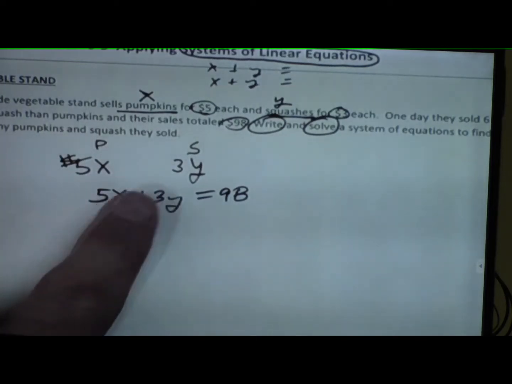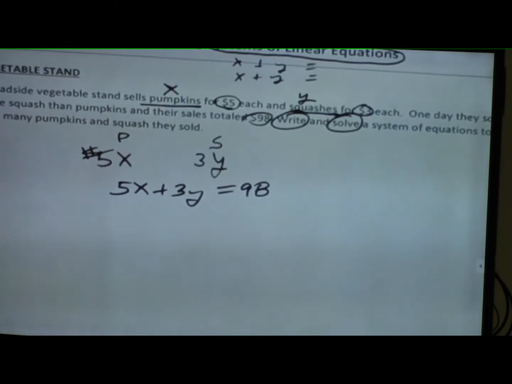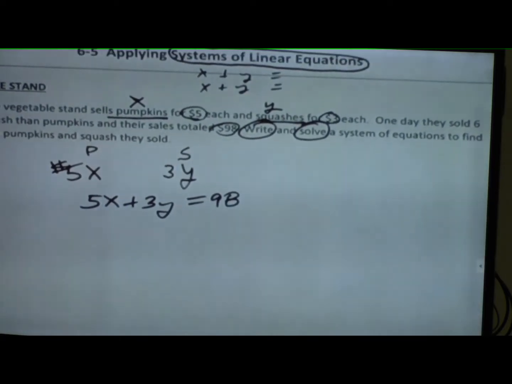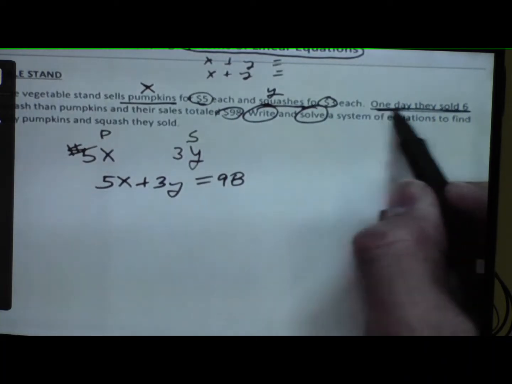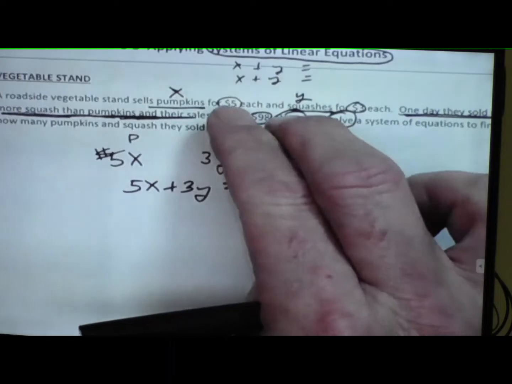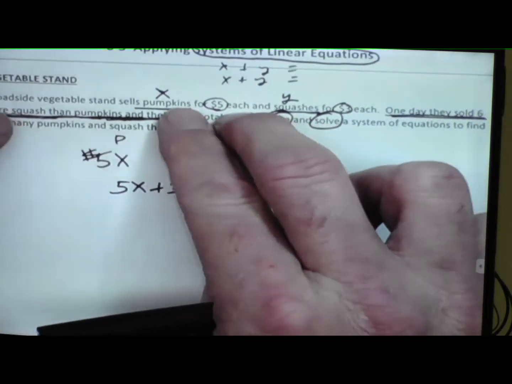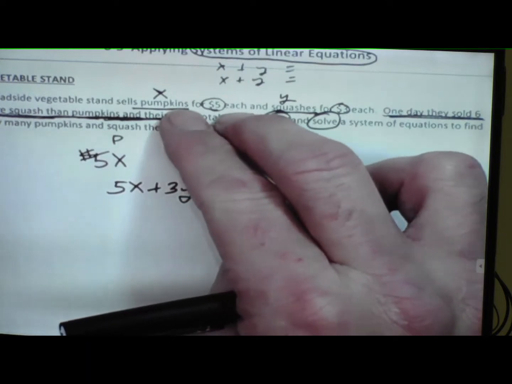There's probably a certain number of pumpkins and a certain number of squash, and then where you have more pumpkins than squash, and another one where you have more squash than pumpkins, and it might work out that way. But we have another specific thing, and that's where one day they sold 6 more squash than pumpkins. Now the total sales there, we're going to take just the one day they sold 6 more squash than pumpkins.